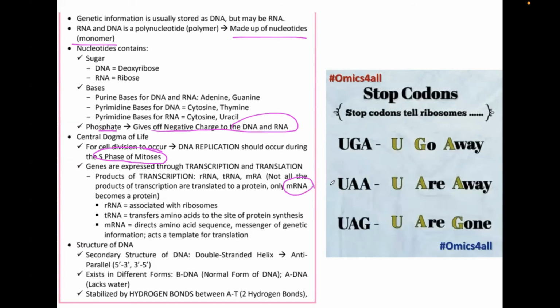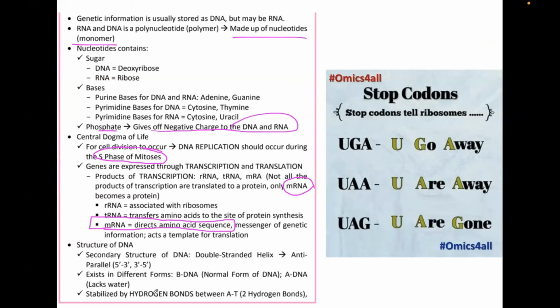And then these proteins are very important as they are being translated from RNA because these proteins, or amino acids, build most of our cells, all of them, even the organs. Our proteins have many functions in our body. So the rRNA is associated with ribosomes. Your tRNA transfers amino acids to the site of protein synthesis, and your mRNA directs the amino acid sequence. It is the messenger of genetic information and acts as a template for translation. So the biggest contribution really comes from mRNA.